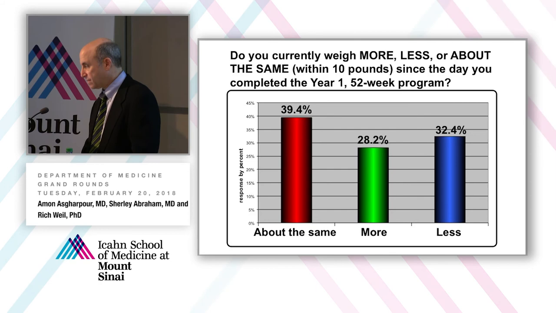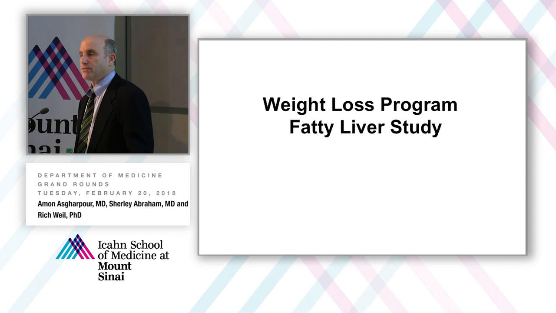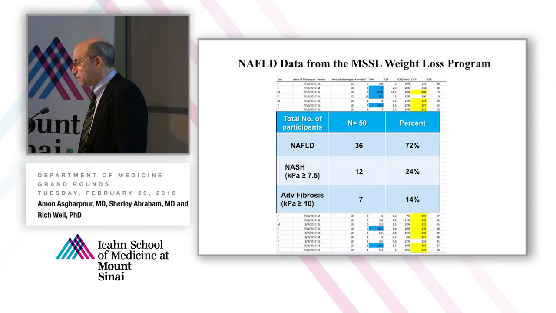So we are doing this fatty liver study now with the hepatology team over here. We're using the FibroScan. We're measuring them at baseline, 4 months, 8 months, and 12 months. And we just started it. We just have a few who have completed the second phase, 4 months. What we found was, of the 50 we've scanned at the beginning, 72% had NAFLD, 24% NASH, scores over 7.5, and advanced fibrosis 14%.